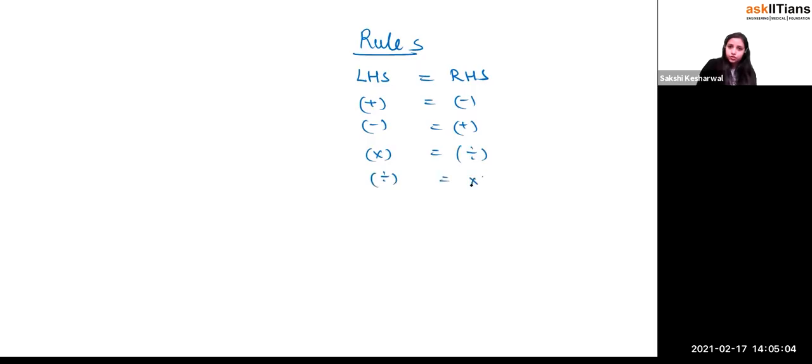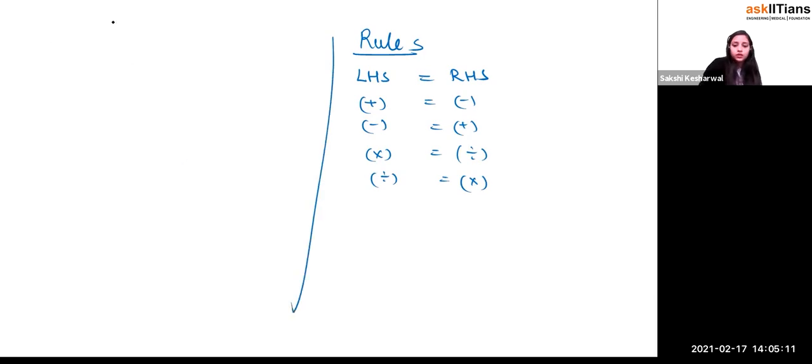In algebra, this is LHS and this is RHS, beta. LHS means left hand side, and RHS means right hand side. So if there is a positive, over here it becomes negative, right? Negative becomes positive, right? And multiplication becomes division. And division becomes multiplication, right? So you have to follow the rules.